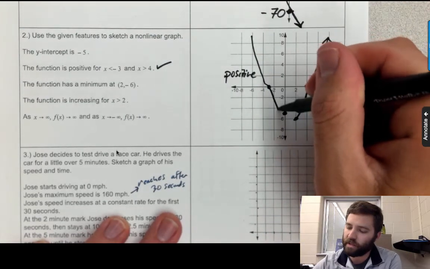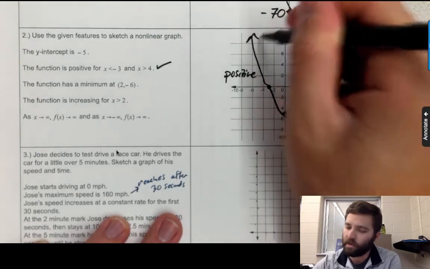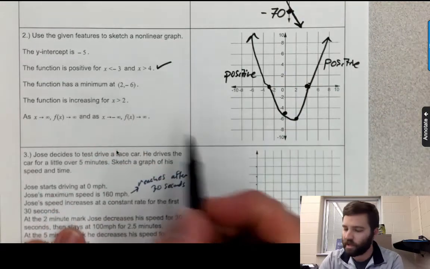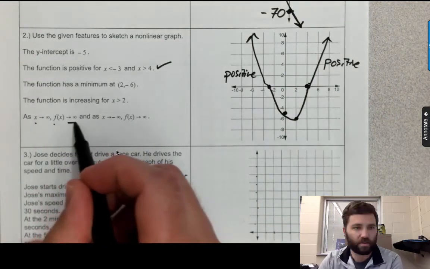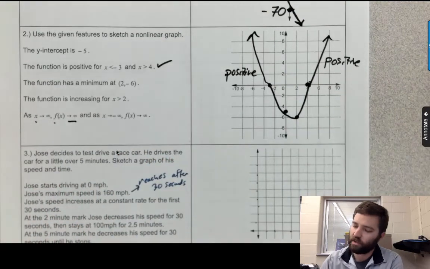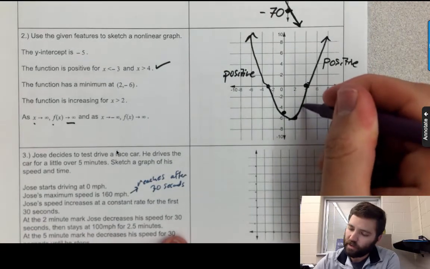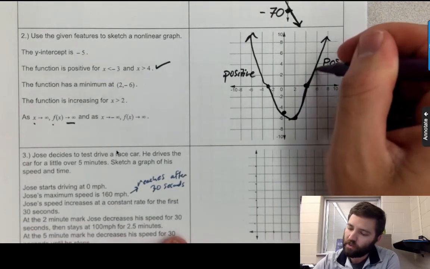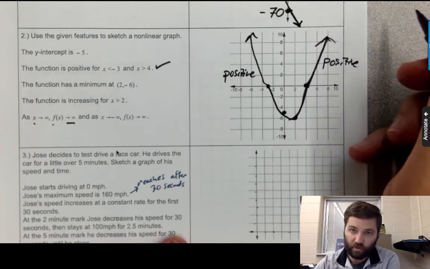And so this thing must connect right here. Last thing we can do is check the end behavior. As x approaches infinity, f of x approaches positive infinity. Let's check. As we move to the right here on the graph, where did the y values go? Well, they're going up. So they are going to positive infinity.